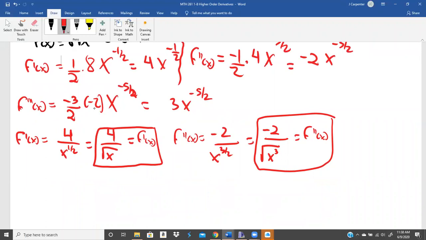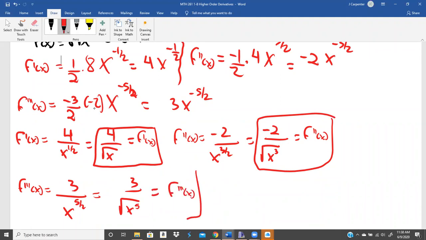Then our third derivative, f triple prime of x. That was the 3x to the -5/2. So that would be 3 over x to the +5/2, which would be 3 over the square root of x to the 5th. That's our third derivative. First, second, and third derivatives all in play.